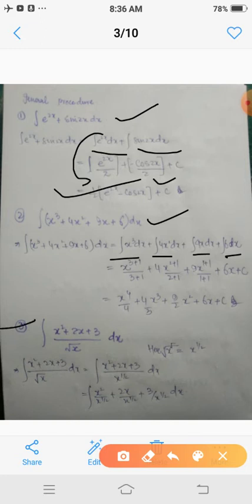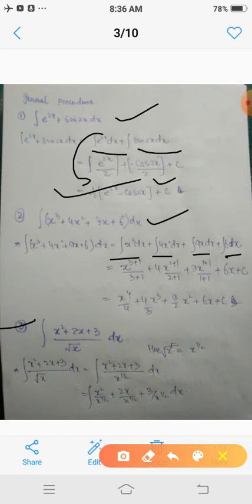Now we have here the quotient function, (x square plus 2x plus 3) upon under root of x. Here the denominator is the same, so we break this, or distribute this denominator. We simply get x square upon x raised to power 1 by 2, because root means power 1 by 2, 2x upon x raised to power 1 by 2, 3 upon x raised to power 1 by 2.